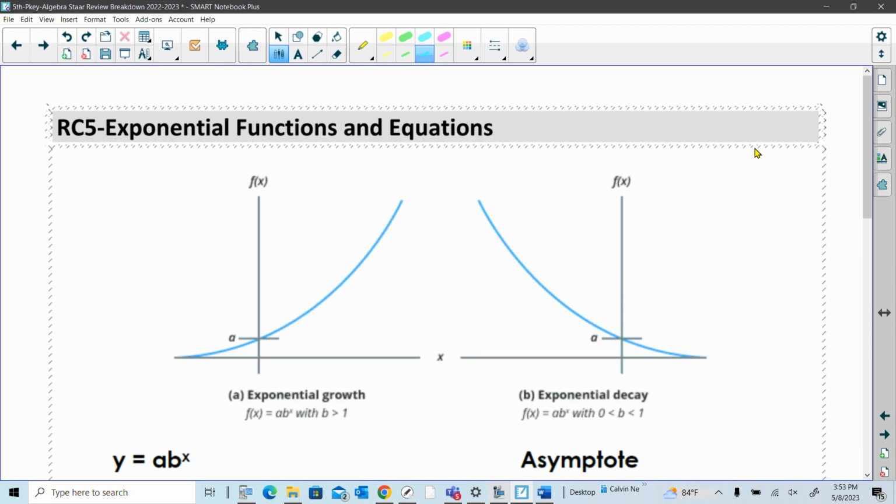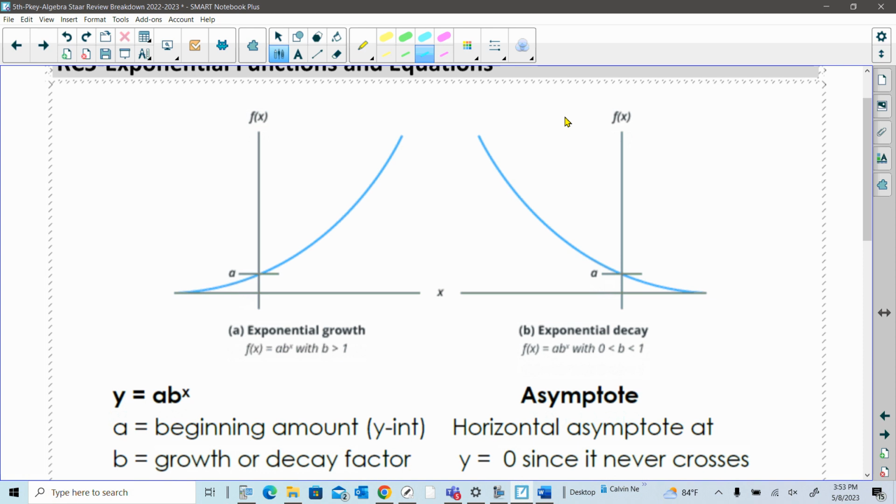Alright guys, this is our last objective. It's over exponential functions and equations. There are two types that you have to be able to recognize. That is exponential growth and exponential decay.